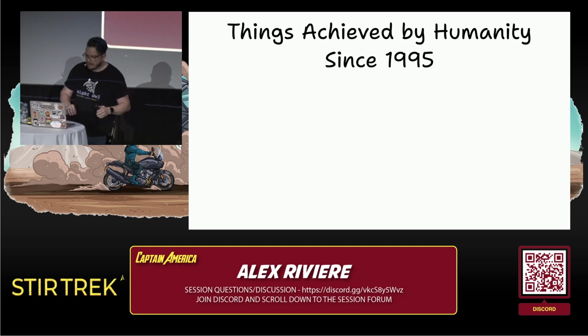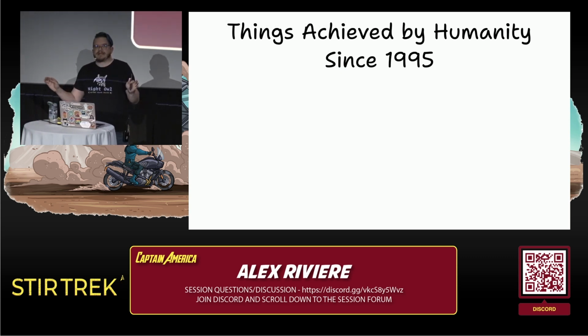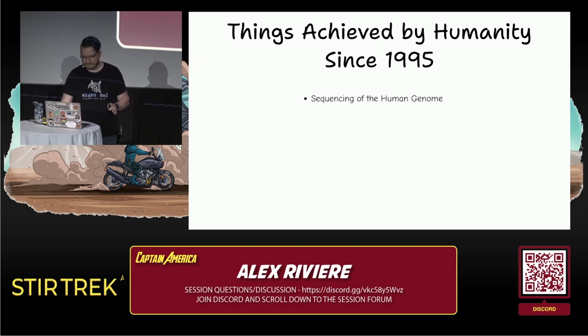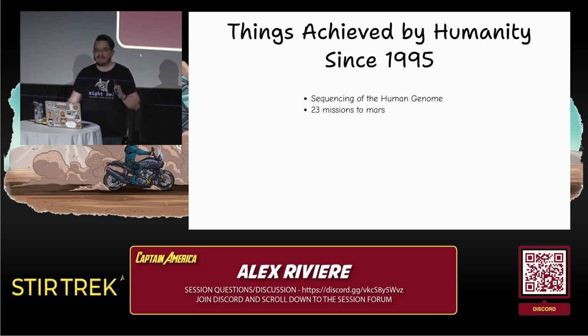All right. We're going to go back in time a little bit. Since the year 1995, humanity has achieved a lot of incredible and remarkable things. We've sequenced the entire human genome. We have made 23 missions to Mars. We have taken a photo of a black hole. We have proved the existence of the Higgs boson. The entire life cycle of the iPod happened.